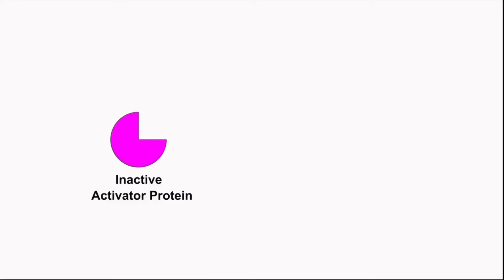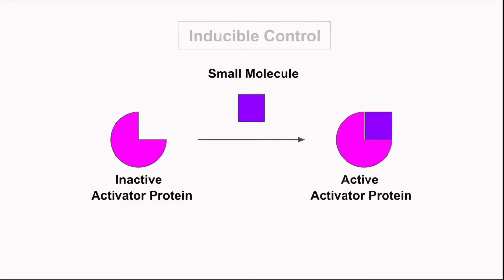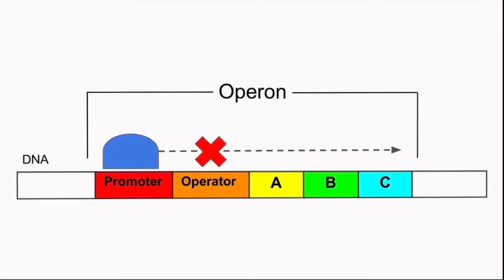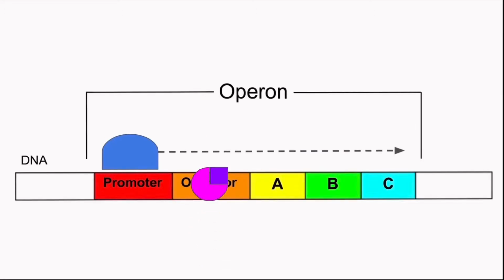However, in order for the activator to bind to the operator, a small molecule must first bind to the activator protein. This is known as inducible control. Now that the activator protein is activated, it may bind to the operator and subsequently activate it. Once the operator is activated, RNA polymerase may travel past it and stimulate the structural genes to be transcribed for gene expression. Let's take a look at how this process occurs by using a simple analogy.